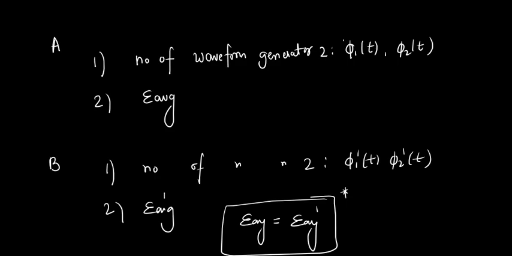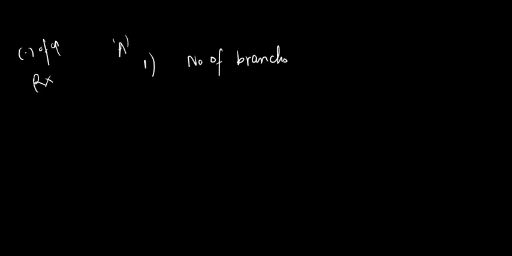But at the receiver, now let's think from the point of view of a receiver. For A, you have to design two correlator filters, matched filters or correlator filters, right? The number of branches is 2 for the correlator filter or matched filter.